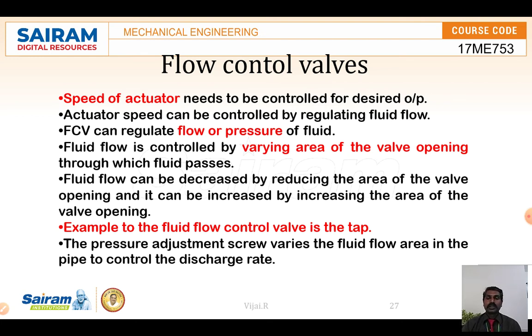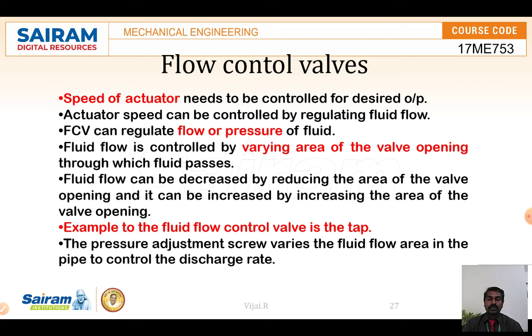With flow control valves, the speed of the actuator can be controlled. When I want to move the piston very fast or very slowly, I need to control how much fluid is passed, and that can be controlled with the flow control valves. That is how the speed can be controlled. Filter regulators are also used for this. Another thing is that the fluid flow can be controlled by varying the area of the valve opening. The logic is just the opening area.